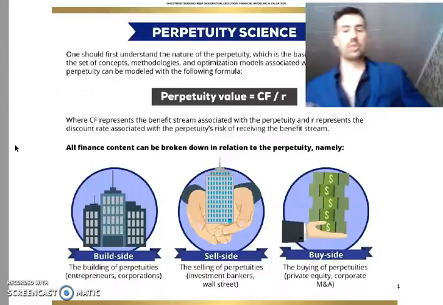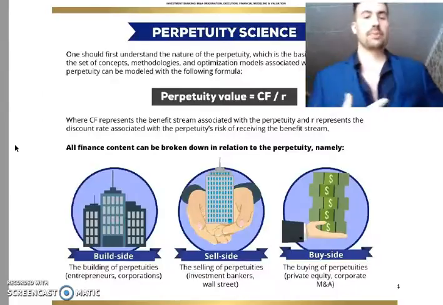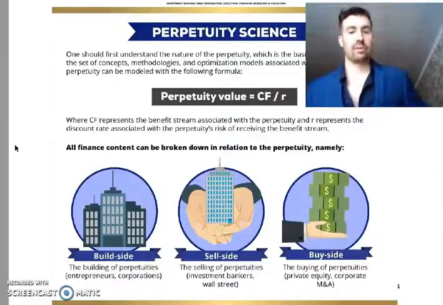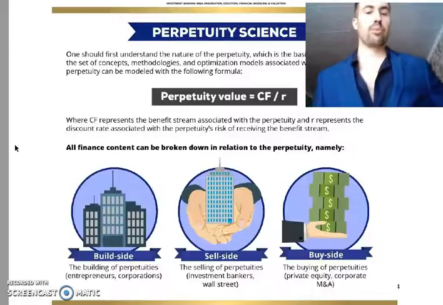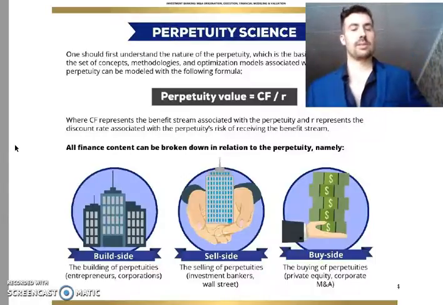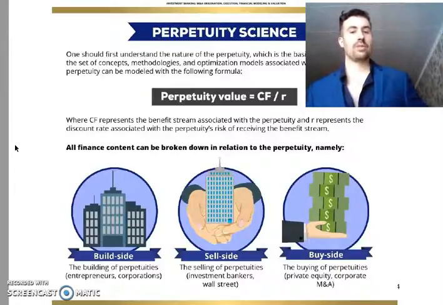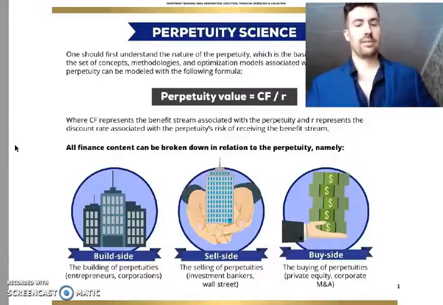So, as we just talked about, the perpetuity can be modeled with this formula, CF over R, and this is going to be very important to understand because CF really represents a benefit stream. Aside from mathematics or anything of that nature, we really need to understand the nature of the benefit stream itself, as well as the variability in that benefit stream, which is represented by R, and that's how we can understand that formula in a very simple manner.